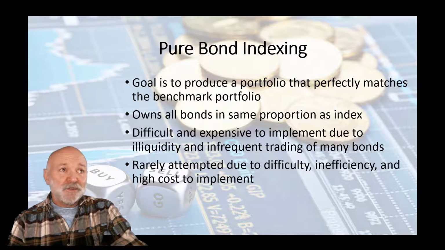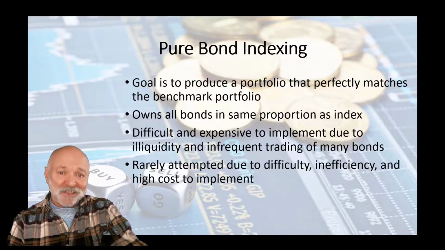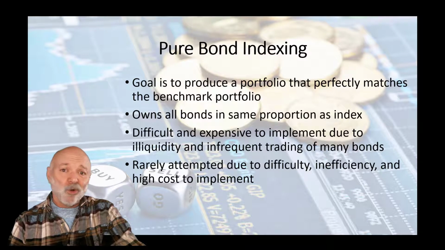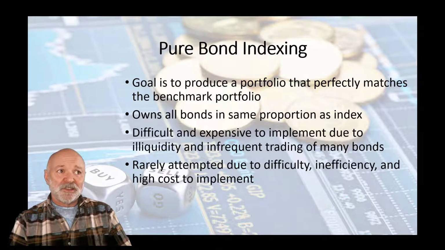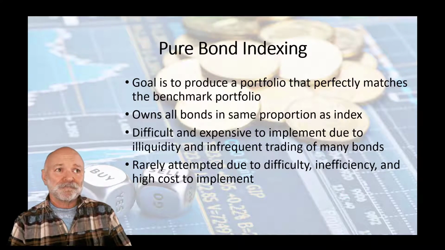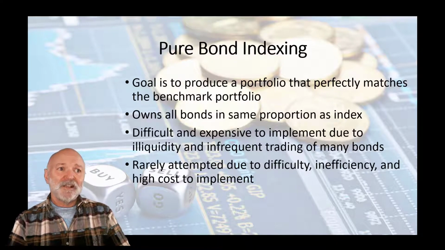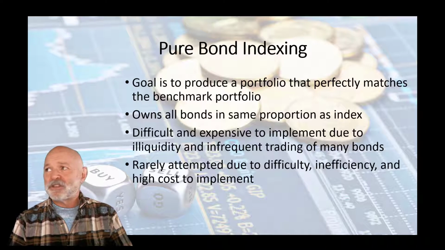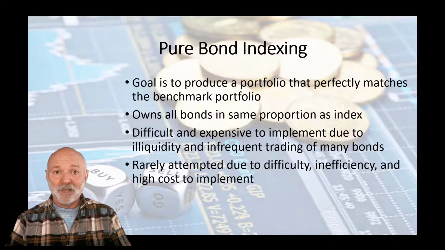Another approach would be to do pure bond indexing. In other words, we're just going to hold the whole index. We're going to buy everything. Unfortunately, it's going to be difficult to do because full replication is essentially going to be impossible.